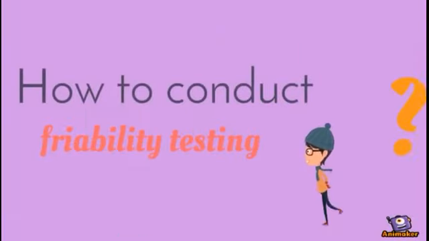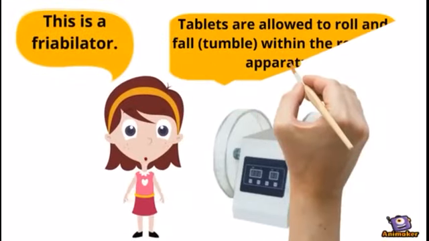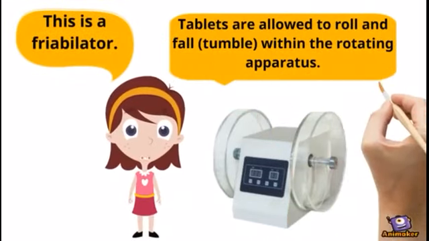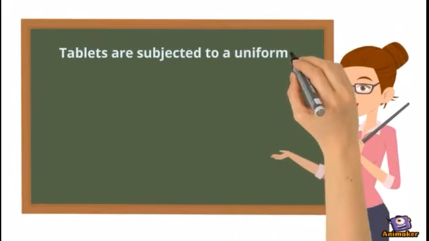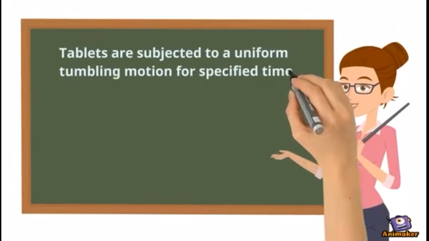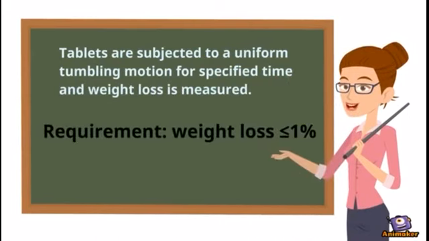How to conduct friability testing? This is a friabilator. Tablets are allowed to roll and fall within the rotating apparatus, in which tablets are subjected to a uniform tumbling motion for a specified time, and weight loss is measured. The requirement is that the weight loss has to be less than or equal to 1%.